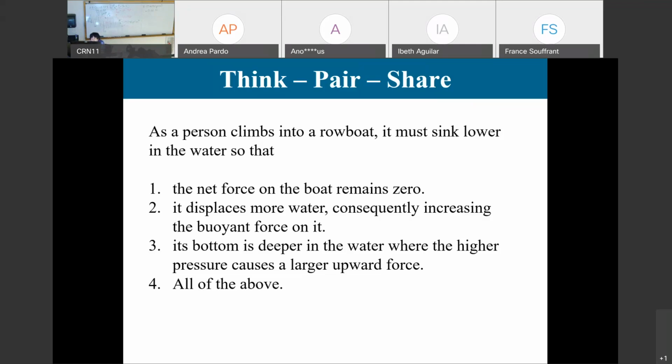The bottom is deeper in the water. Well, now you know that the answer is all of the above. But let's look at this one. Its bottom is deeper in the water where the higher pressure causes the rise. Okay, so remember that the pressure depends on the height, right? So if you're going underwater, you will experience more pressure and you can feel it in your ears.